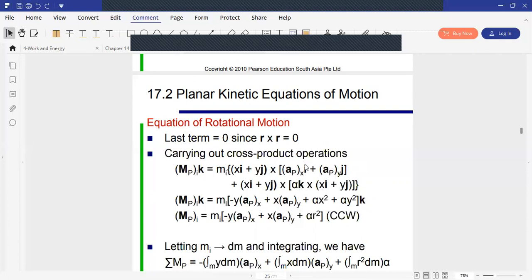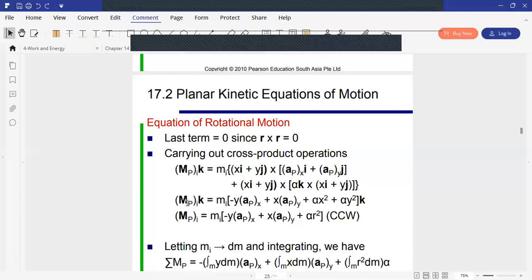Now I do the vectorial expansion. After doing the expansion and simplifying, I get that the moment of the external forces acting on i about P is equal to m_i times minus y a_Px plus x a_Py plus alpha r squared. This is the moment of an elementary force acting on an elementary mass.